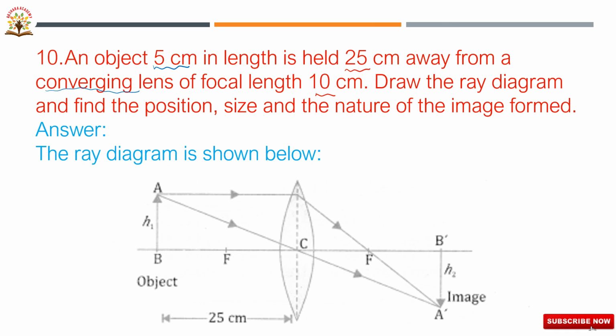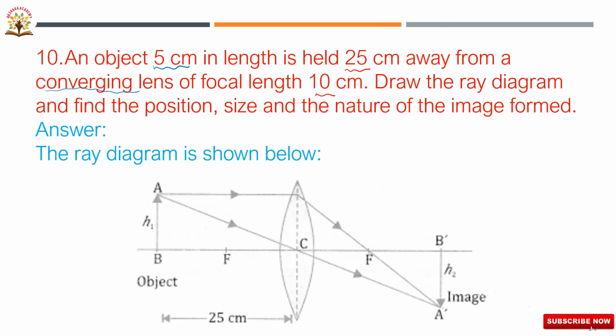Object distance is 25 centimeters. They are given as 25 centimeters, and this is the object height. One is a ray which is parallel to the principal axis and passing through focus, and another ray is passing through the optic center, and it retraces the same path. These two rays are meeting at this point. This is the image point.